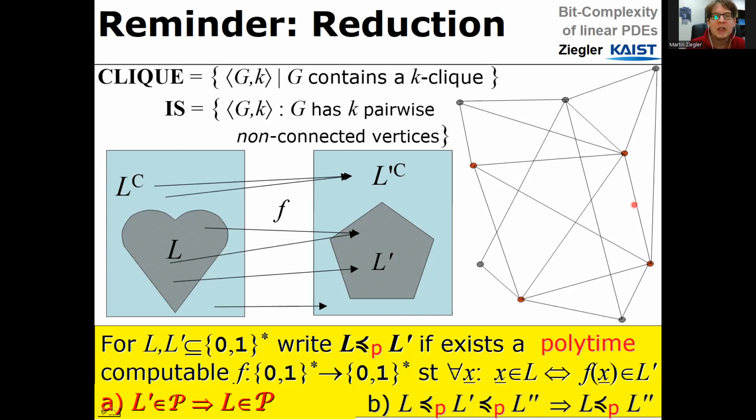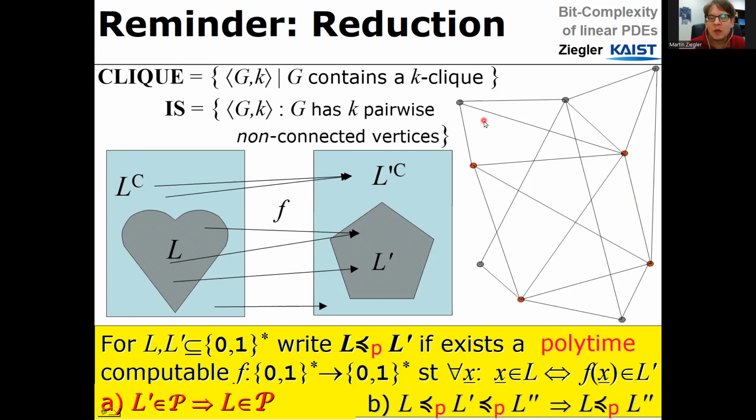And thus translating one graph into its complement is easily feasible in polynomial time, namely just switch the bits. For example, in the adjacency matrix of the graph, the adjacency matrix has n squared entries, bits 0 and 1. So flipping these, that's polynomial time.